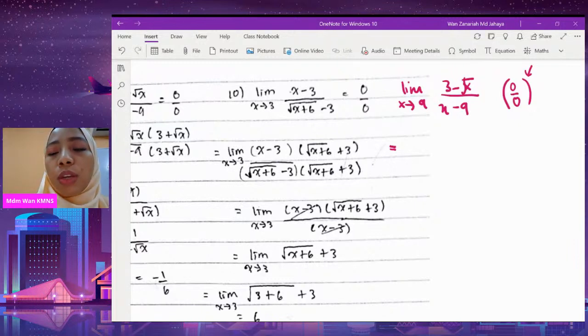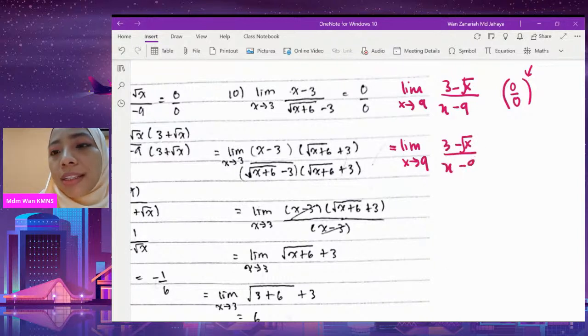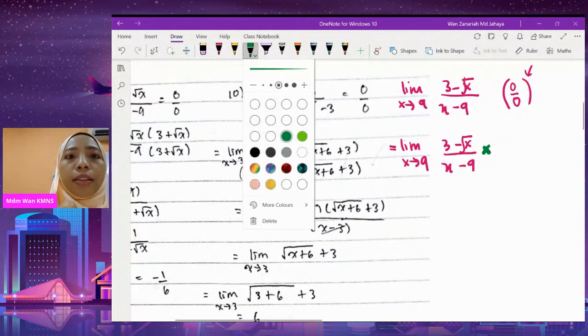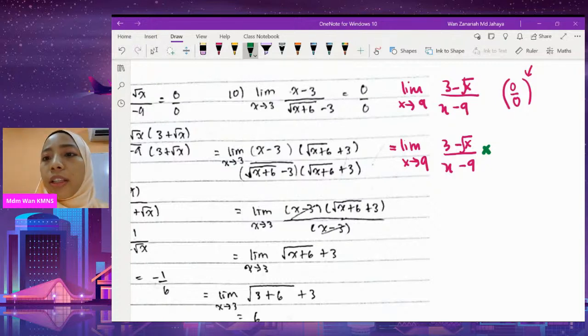Okay, so like this, we are dealing with a surd. So we are going to multiply with the conjugate. So limit x approaching 9, 3 minus square root of x over x minus 9. And then we multiply with, alamak, tebal sangat. Okay, let me take the thinner one. 3 plus square root of x over 3 plus square root of x.